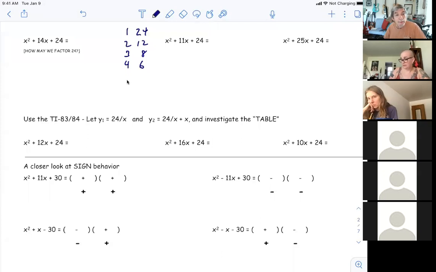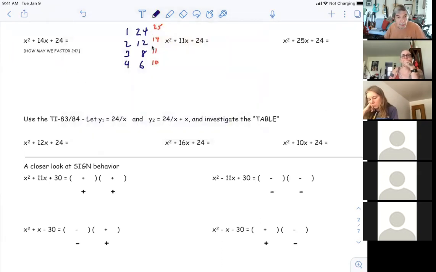So can we factor this? Let's see. Let me change ink color for a moment. 1 and 24 add up to 25, 2 and 12 add up to 14, 3 and 8 add up to 11, 4 and 6 add up to 10.